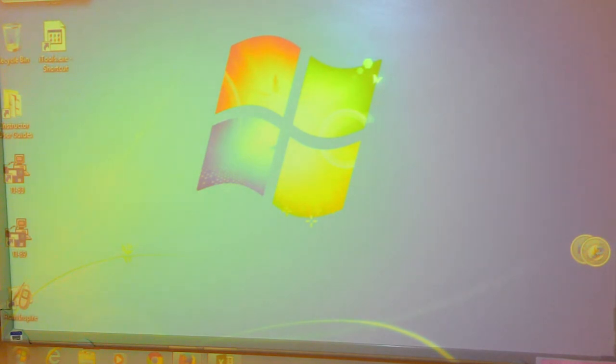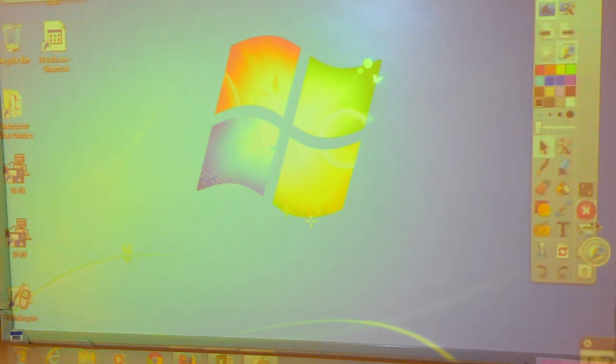This is really bothering me because I'm going to have to try to use this program, and I'm not really keen on using it. There it is. Okay.